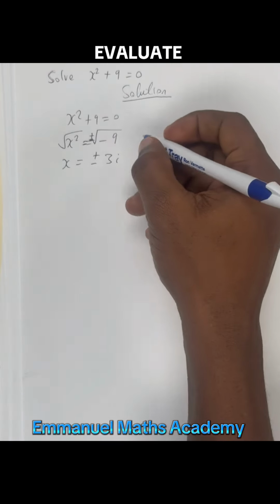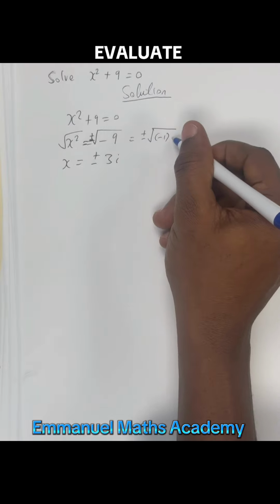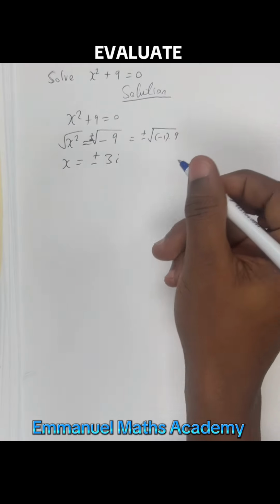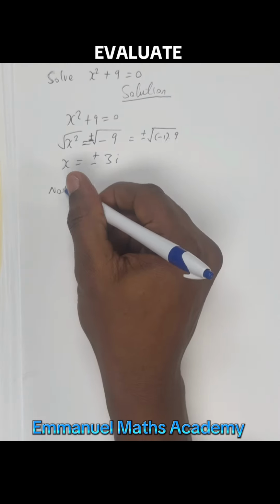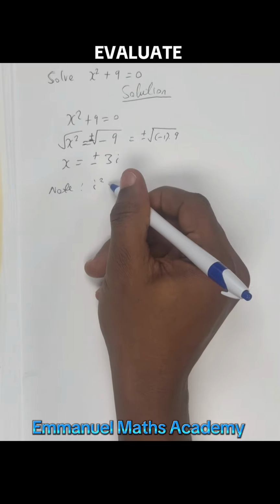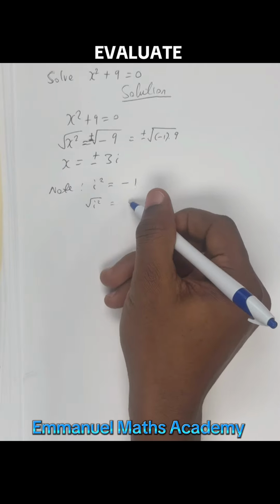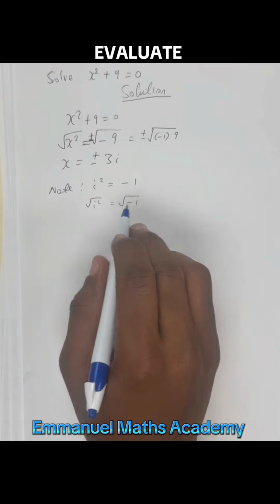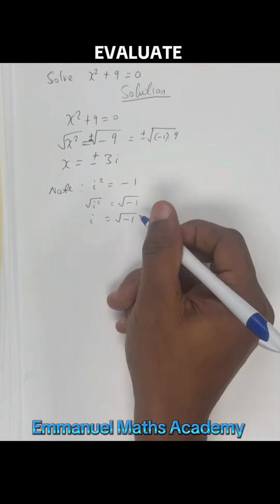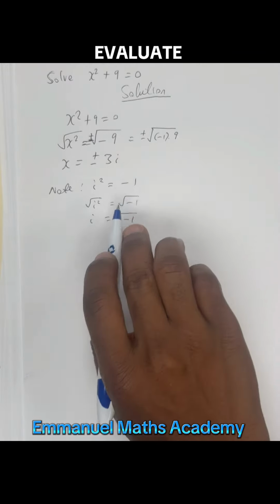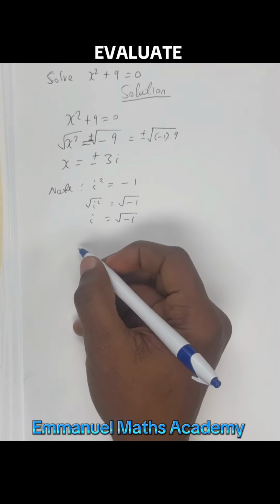So this is simply as if you have plus or minus square root of minus 1 times 9, right? And you know that your root 1 is what? i. Because note that i squared is what? Minus 1. And if you take the square root of both sides, if you have i squared, the square root of this is equal to what? Minus 1. So this is i equal to root minus 1. So root minus 1 here is what? i.